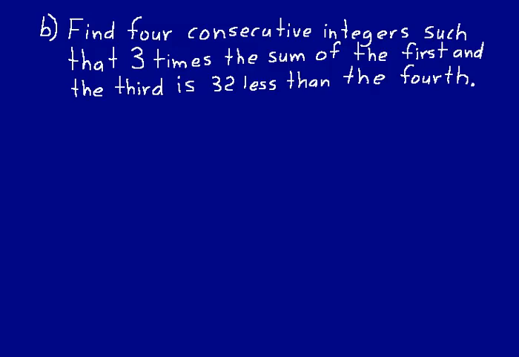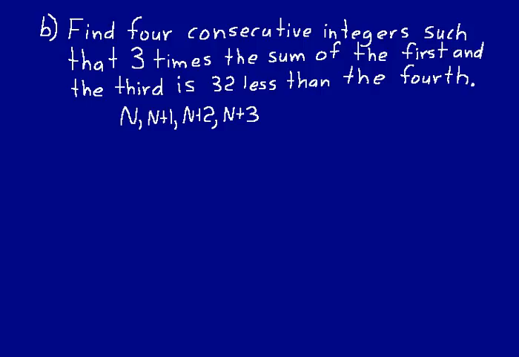Let's do one more. Find 4 consecutive integers such that 3 times the sum of the first and the third is 32 less than the fourth. So we're trying to find these 4 consecutive integers. We don't know what they are, so let's just go ahead and describe them using variables. The first one we could call n, then n plus 1, then n plus 2, and then the fourth one would be n plus 3. Okay, so there's our 4 consecutive integers.